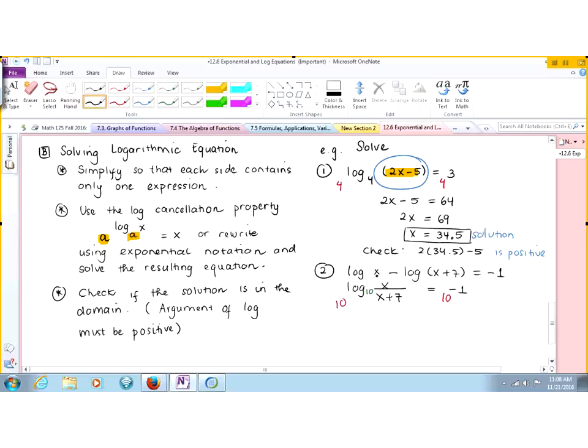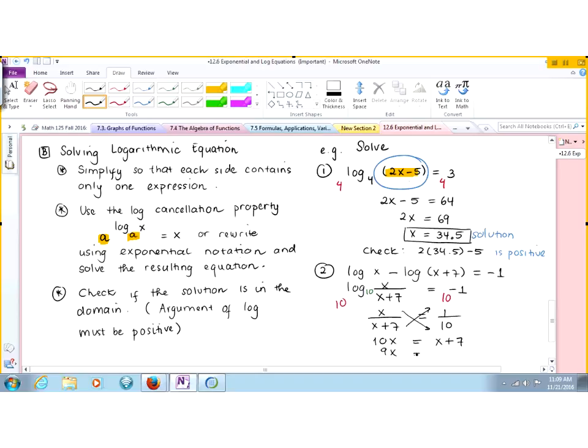Okay. Good. What is 10 raised to the left? X over x plus 7. What is 10 to the negative 1? 1 over 10. Yes. So here there is no log, so we could solve it, can't we? Yes. Okay. So this is cross multiply. So 10x is equal to x plus 7. So x times 10, that is 10x. X plus 7 times 1, this is x plus 7.